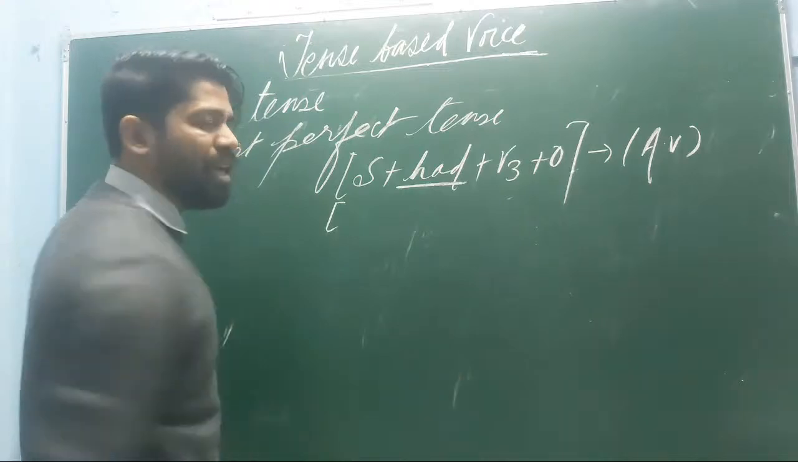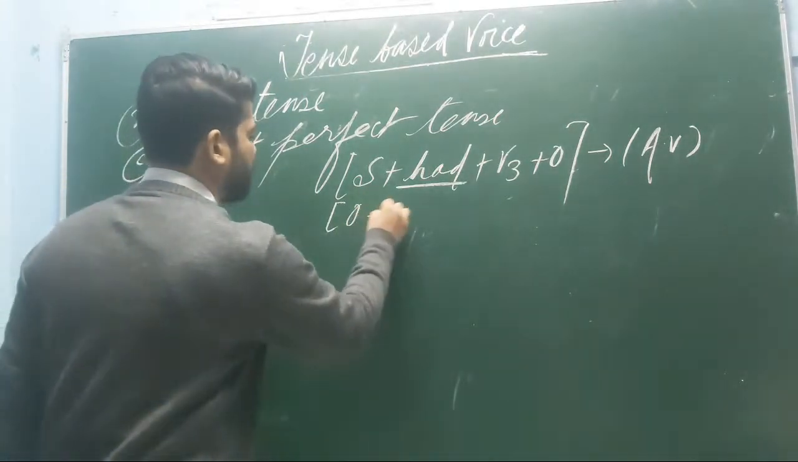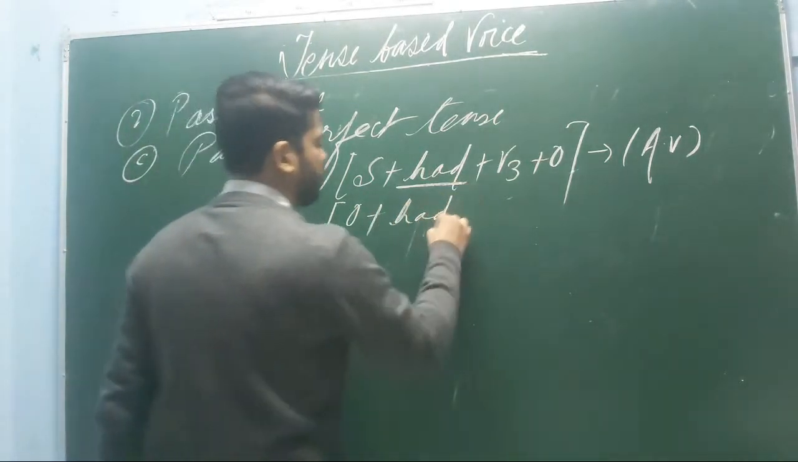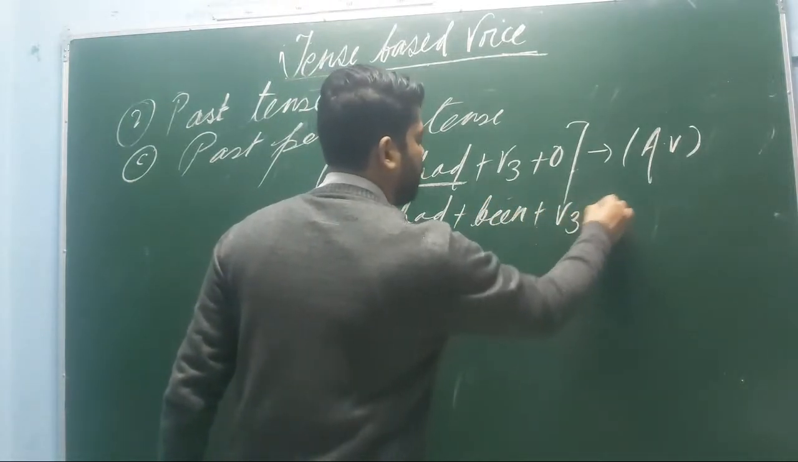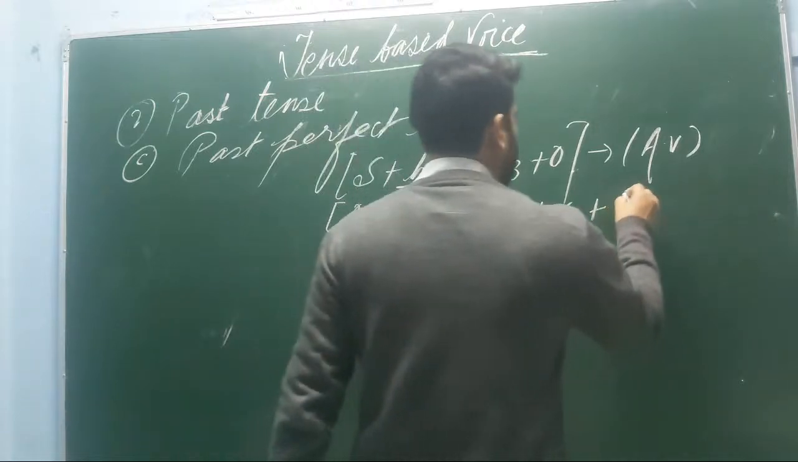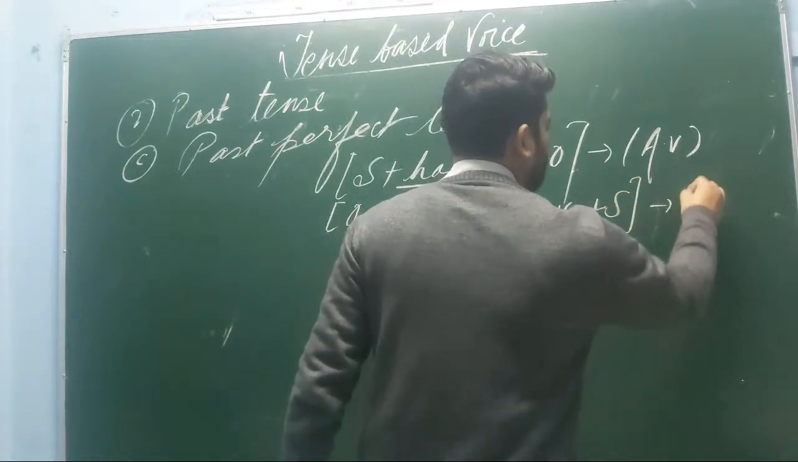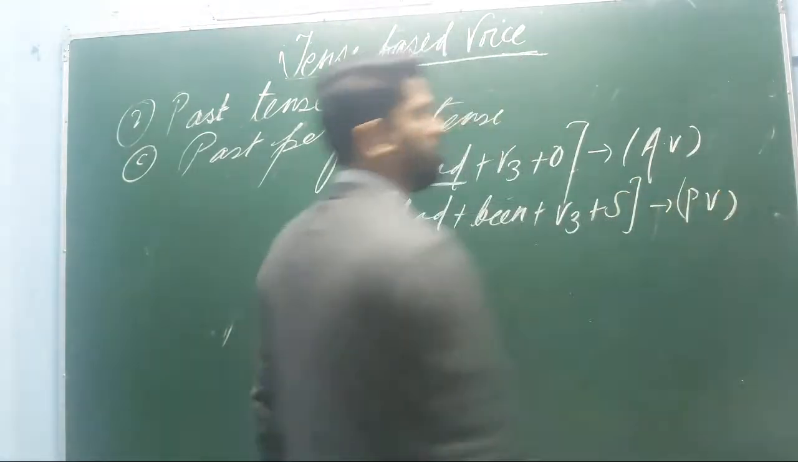Now, what will be the passive structure? It will be the object, then had, then been. Then there will be the use of the third form of the verb, and lastly what you will put? Subject. So this will be the passive voice structure.